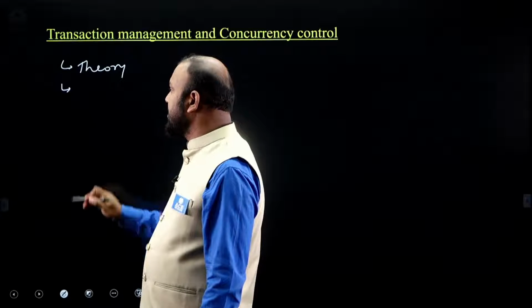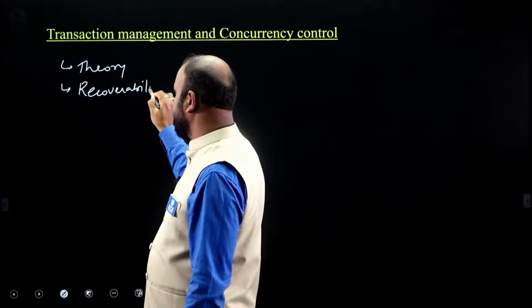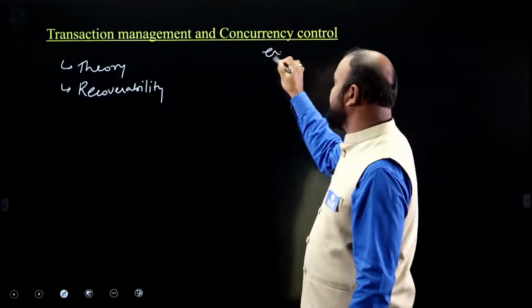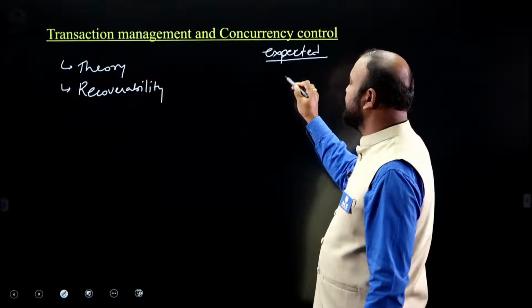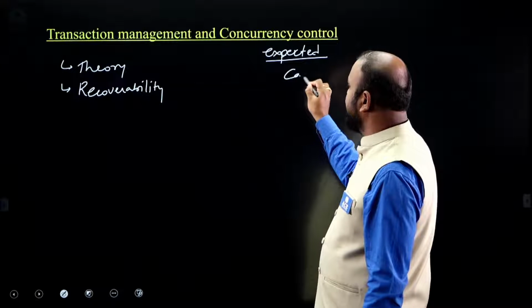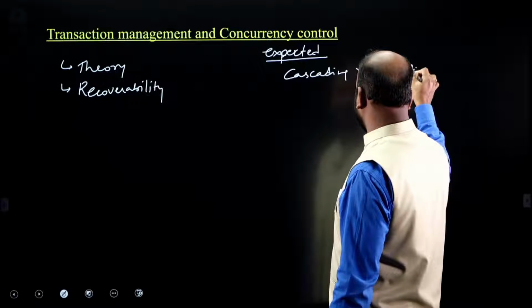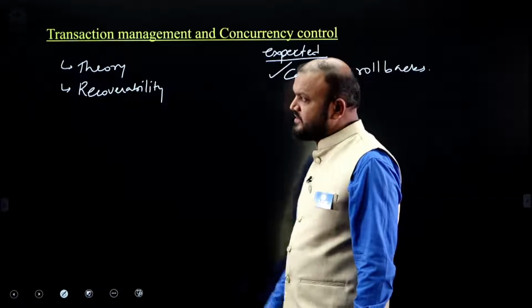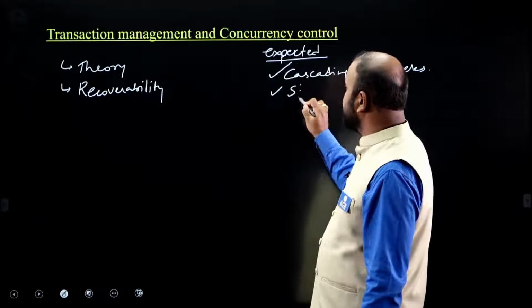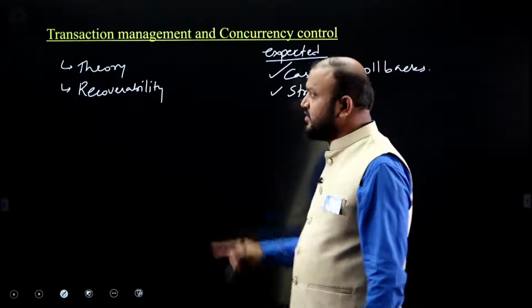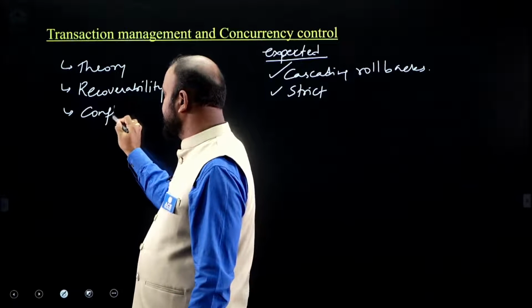And questions on recoverability, especially. And when I'm talking about expected, no question has been asked on cascading rollbacks and cascadeless schedules. So you may expect a question on cascading rollbacks, because so far no questions are asked on cascading rollbacks. And questions on strict schedules. Questions are asked on recoverability. And questions are asked on conflict serializability.